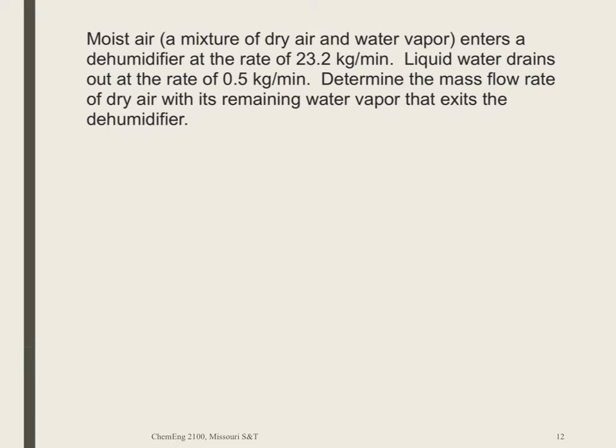So in this first example, we have moist air, which is simply a mixture of dry air and water vapor. It enters a dehumidifier at the rate of 23.2 kilograms per minute. Liquid water is going to drain out of the dehumidifier at the rate of 0.5 kilograms per minute. We want to determine the mass flow rate of the dry air with its remaining water vapor that will exit the dehumidifier. So take a moment and figure out these various steps.